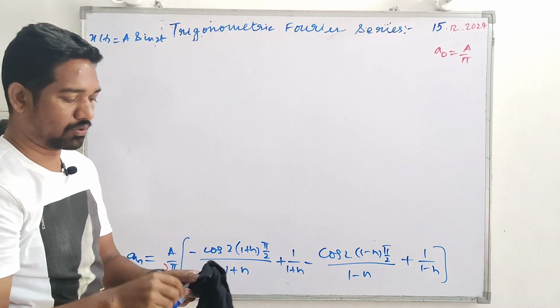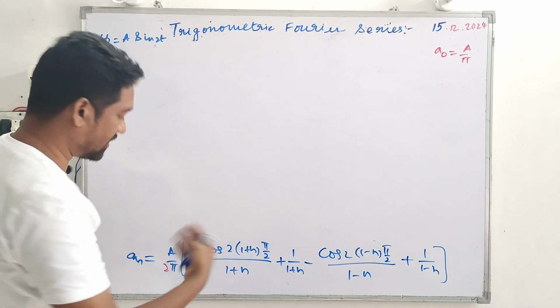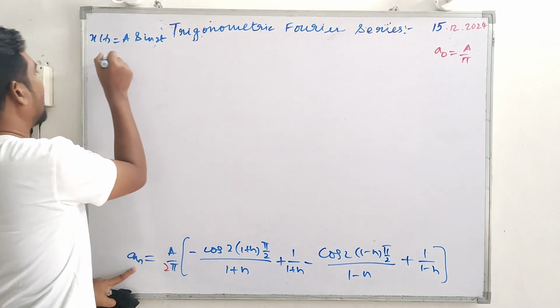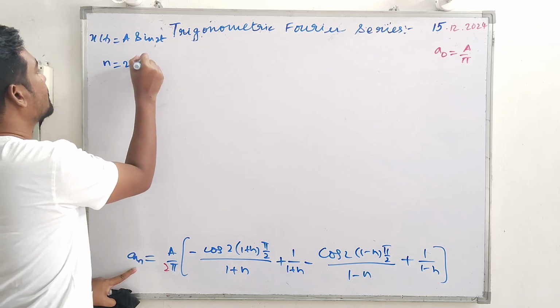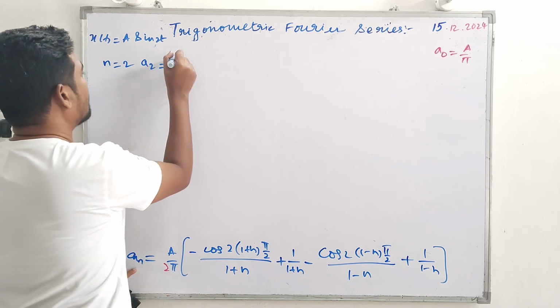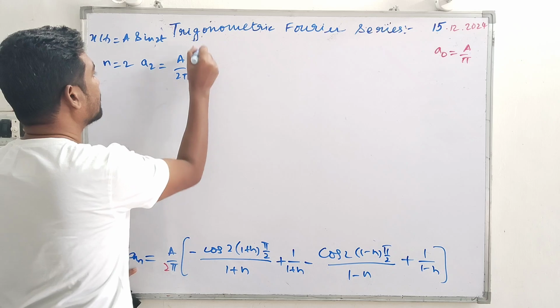No, we don't have infinity. We have another approach to calculate a1. For the time being, n equal to 2, which gives us a2. Let's check. It's a by 2 pi.